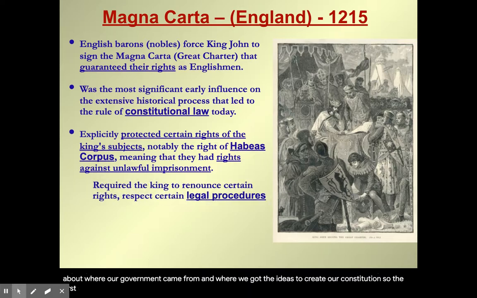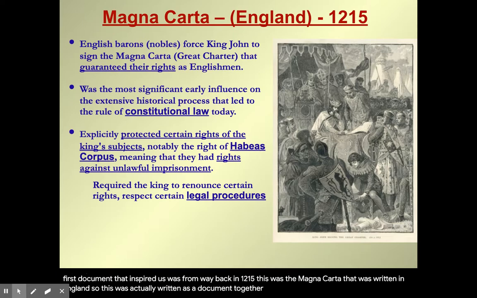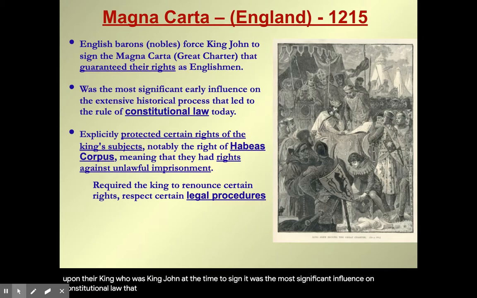So the first document that inspired us was from way back in 1215. This was the Magna Carta that was written in England. It was actually written as a document to guarantee rights of Englishmen, and it was forced upon their king, who was King John at the time, to sign. It was the most significant influence on constitutional law that we have created in the United States.